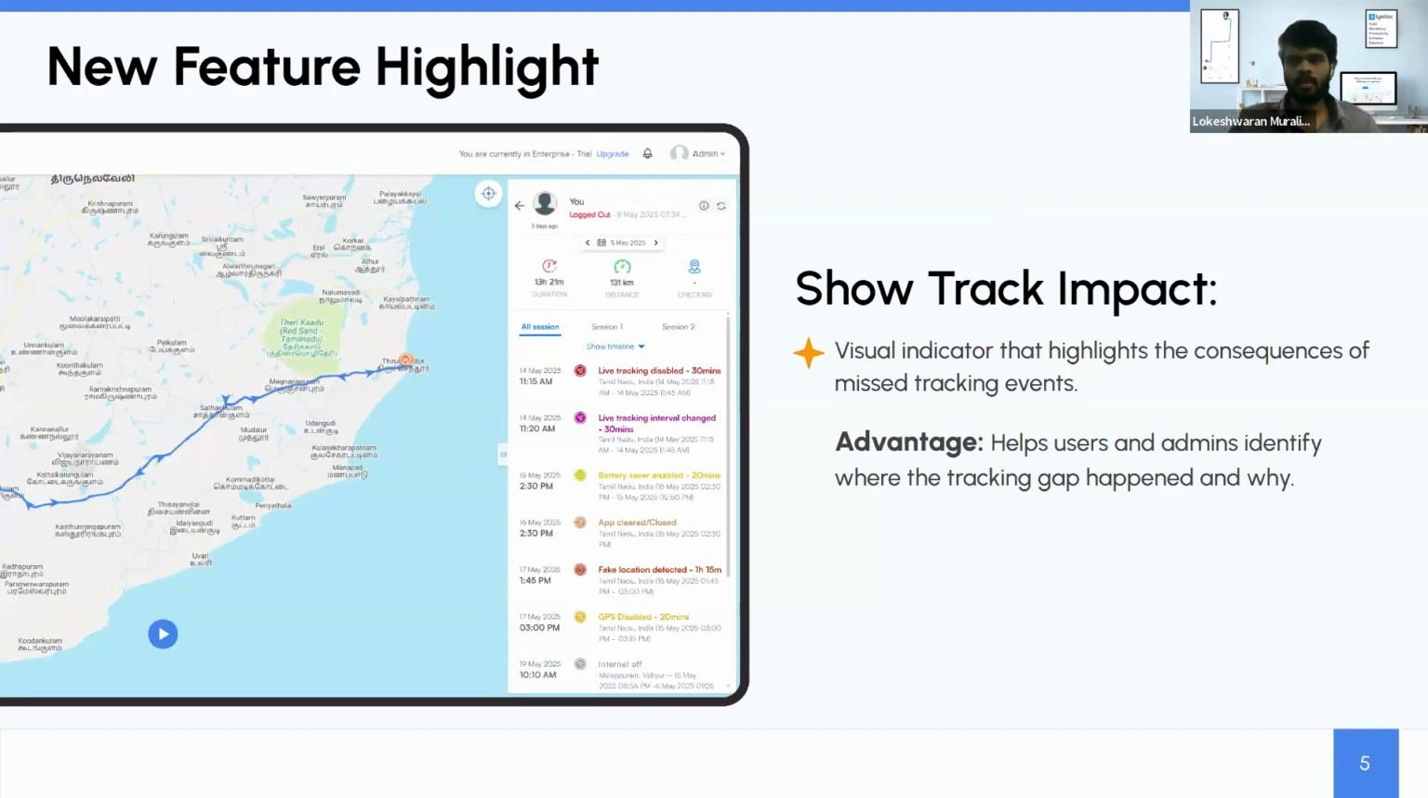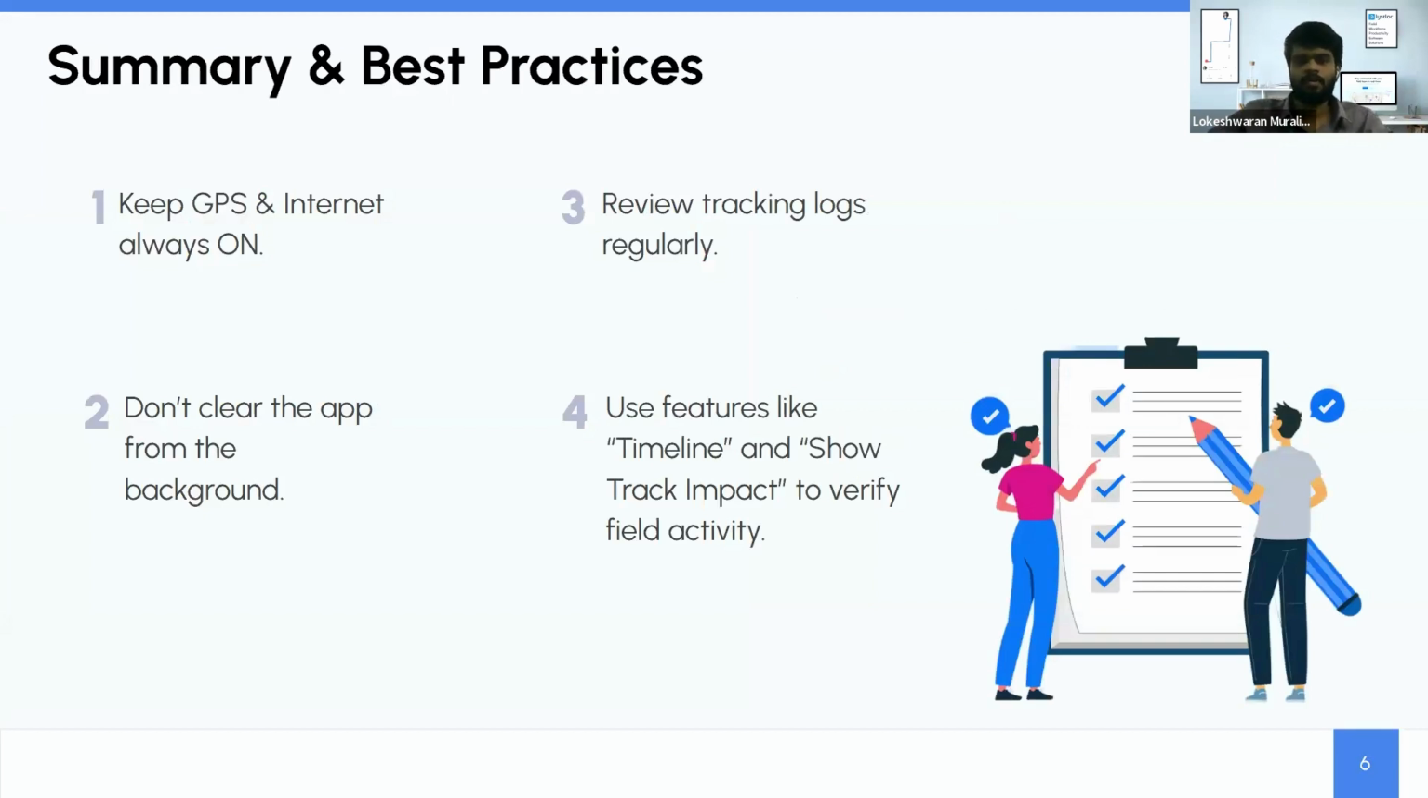Moving on to the next slide. Here's a quick overview of a few best practices to keep in mind while using the application. Ensure GPS and internet are consistently active for accurate tracking and real-time data transmission. Keep the app running in the background to maintain continuous tracking and data collection. Regularly check the tracking logs to identify discrepancies and ensure field activities are recorded correctly. Utilize timeline and Show Tracking Impact to verify and analyze user activity and ensure accurate field performance.